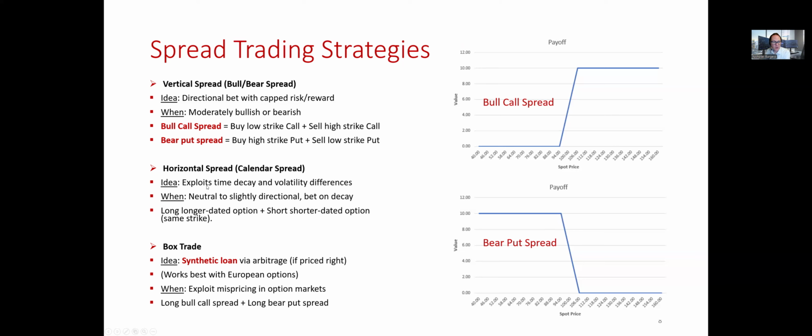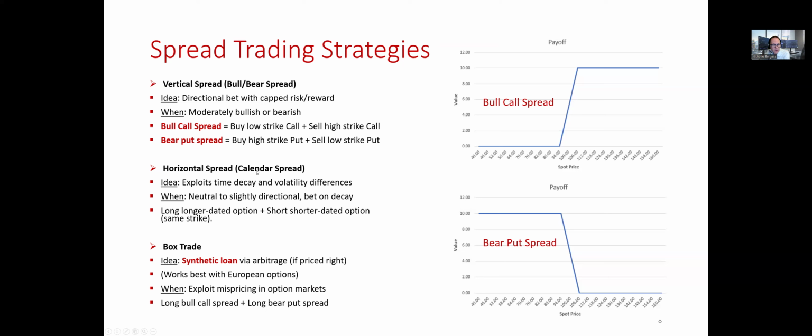That's the idea that it exploits time decay or volatility differences. We're neutral to slightly directional, and we're betting on decay. So we trade a long-dated option and a shorter-dated option at the same strike. The idea is you're long the longer-dated and short the shorter-dated. If longer-dated options go up, you benefit relative to the shorter ones. So you're betting on vol increasing, and vice versa, maybe vol decreasing. It's kind of like a steepener type play where you're betting on the slope of vol almost.